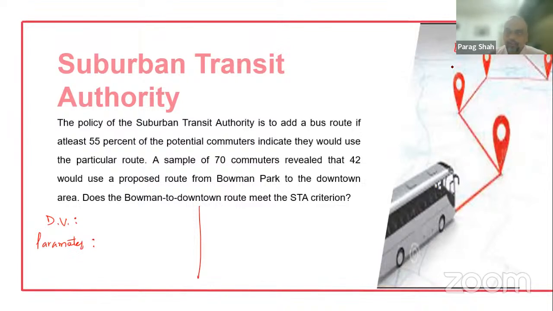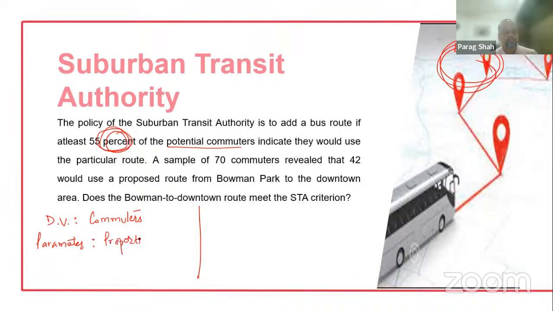A person living in a particular locality wants that there should be a bus on that route. Now the Suburban Transit Authority, like we have BRTS and all that, says that if at least 55% of people from your locality say they will travel by this bus, then we'll start this route. Normally that is the scenario worldwide. So we will say potential commuters. We'll make it simple: commuters. What is the parameter? Percentage, 55 percent. Percentage is nothing else but proportion. So this is my decision variable and my parameter.